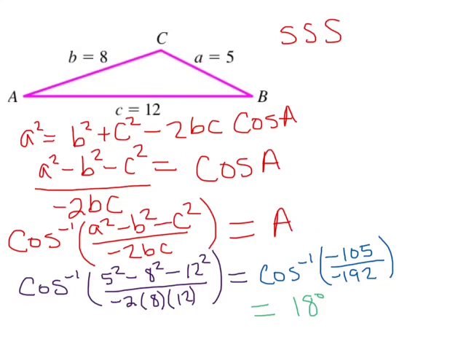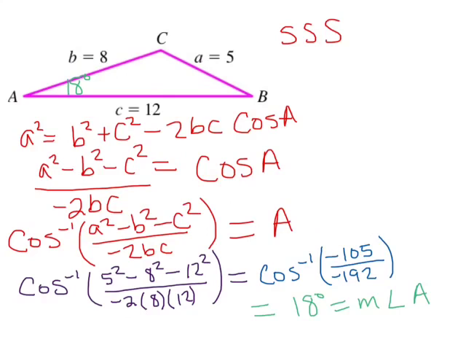So it's 18 degrees. And this right here equals the measure of angle A. So angle A is 18 degrees right there. Alright? So this is the measure of angle A. Now, we need to find angle B, so we're going to go ahead and do that next.